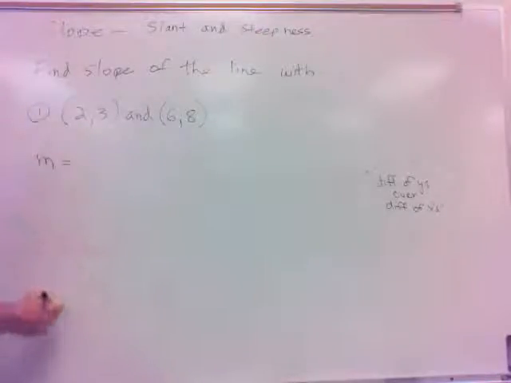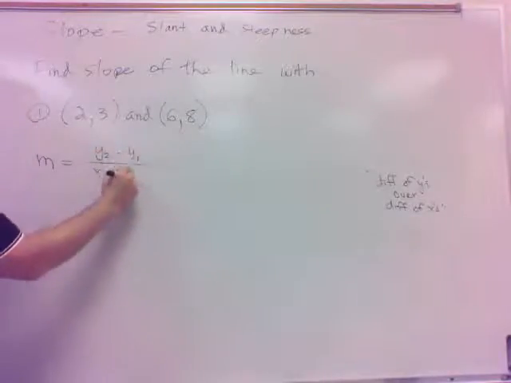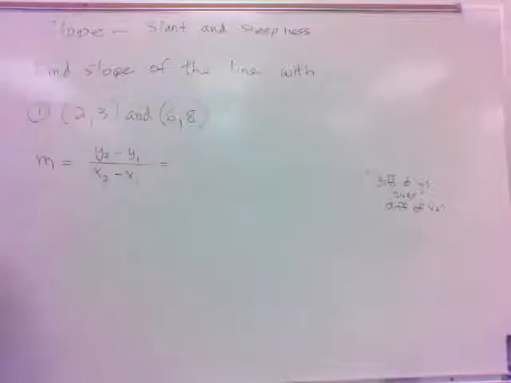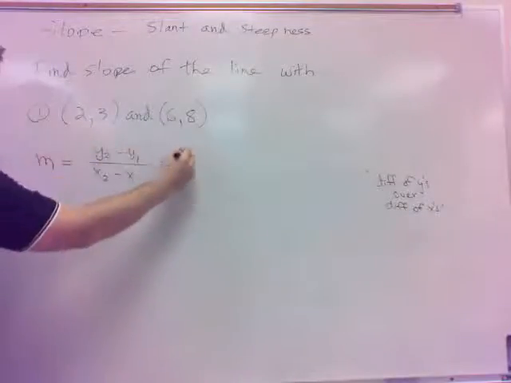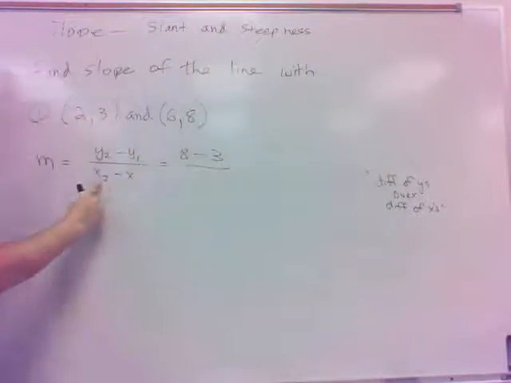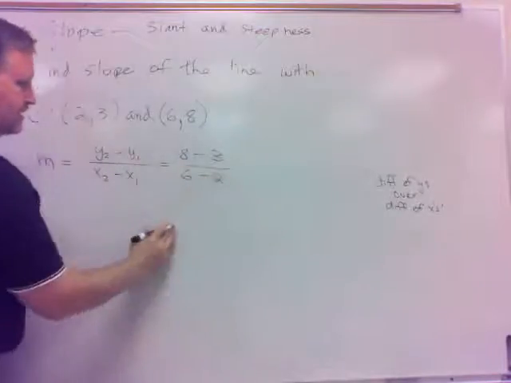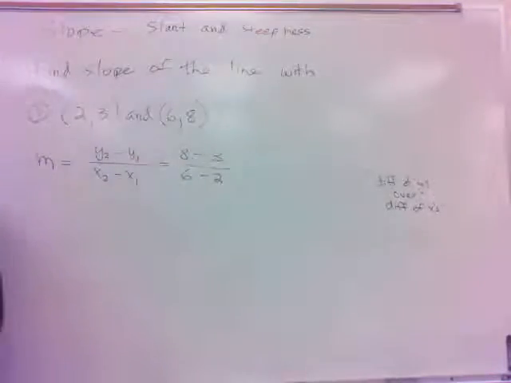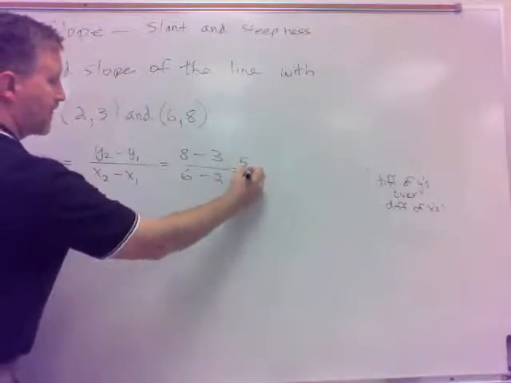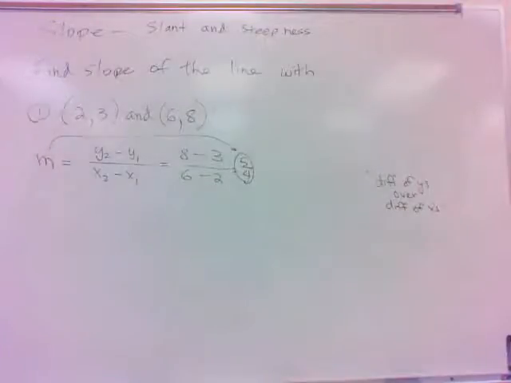Well, the slope, the m, equals y2 minus y1 over x2 minus x1. All right, well, that just means, like I said, the second y. What's the second y? 8 is the second y, minus the first y, which is 3. Divide that by the second x. Second x is 6, minus the first x, which is 2. So we wind up with 5 over 4. So this line has a slope of 5 over 4, positive 5 over 4. Okay?